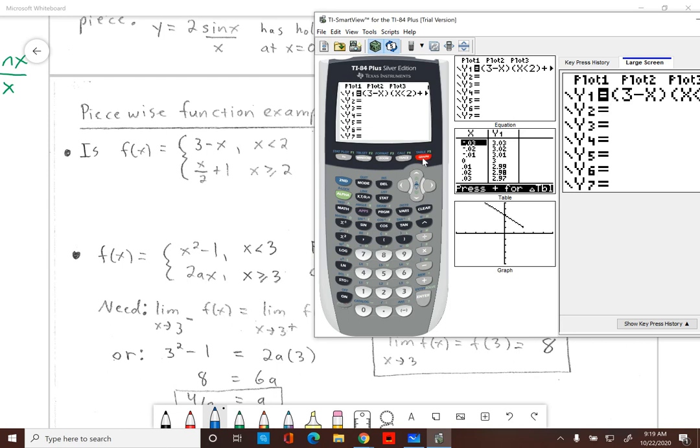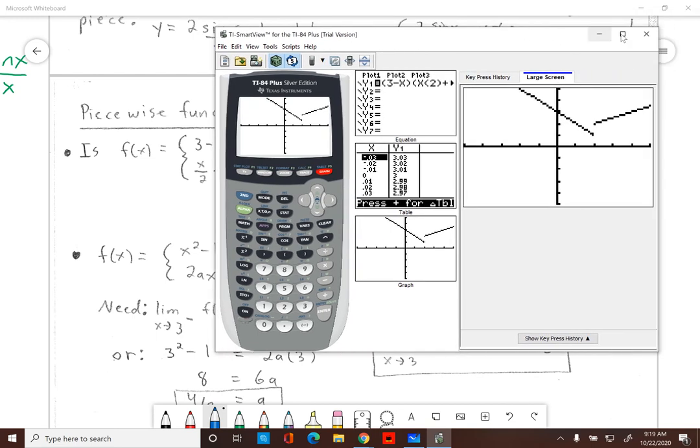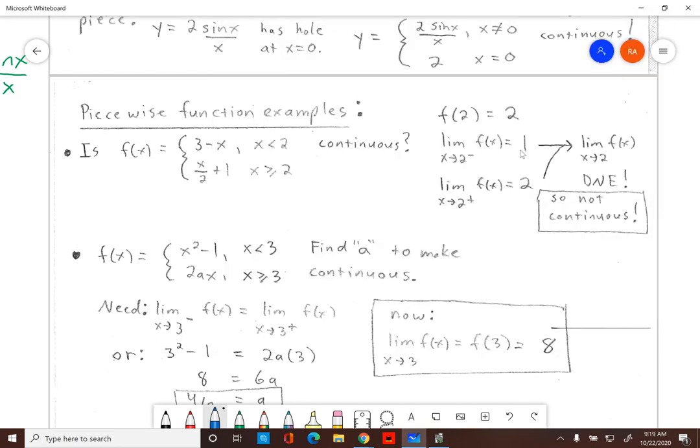And then if I graph that, I am seeing a jump discontinuity. And that's what this was showing me here algebraically. The two one-sided limits exist, they're just not equal to each other. So that's how you can determine algebraically if you have a jump discontinuity: if the two one-sided limits exist, they're just not equal to each other.